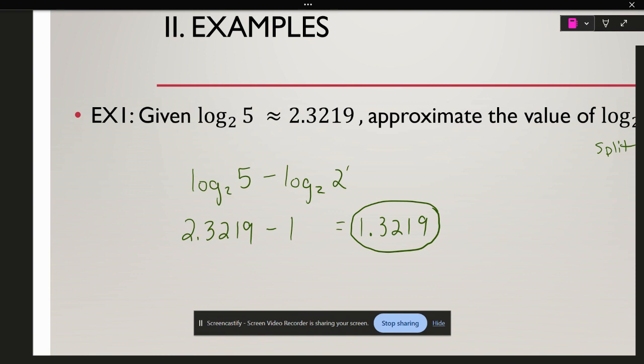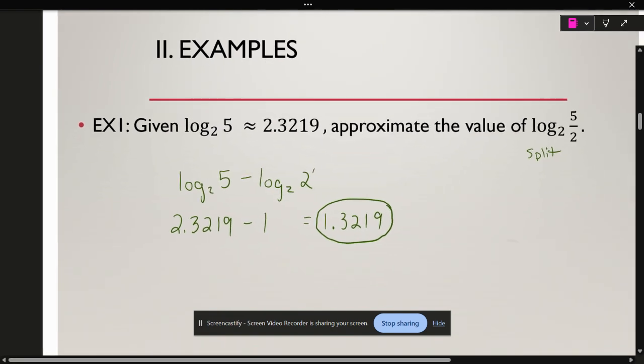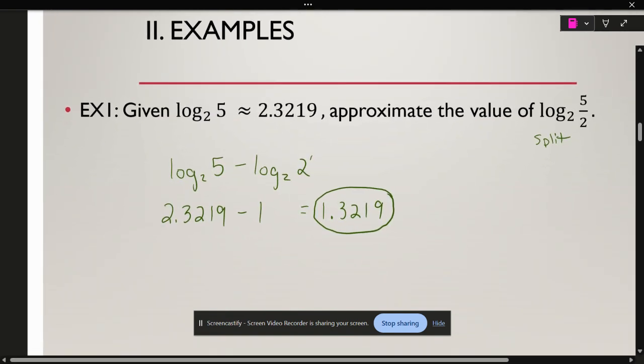I'll go over this one more time because I feel like it's something that for some of you might be out of the thinking outside the box. They give us that log base 2 of 5 is approximately this number. They give us log base 2 of 5 over 2. Because it's division, we can now split it into two separate logs using subtraction. And then from there, we know that log base 2 of 5 is 2.3219.